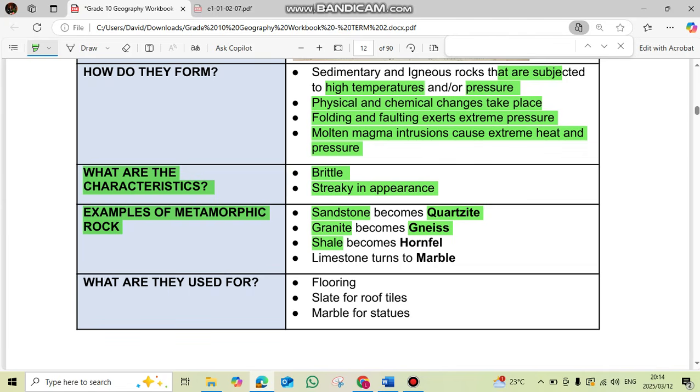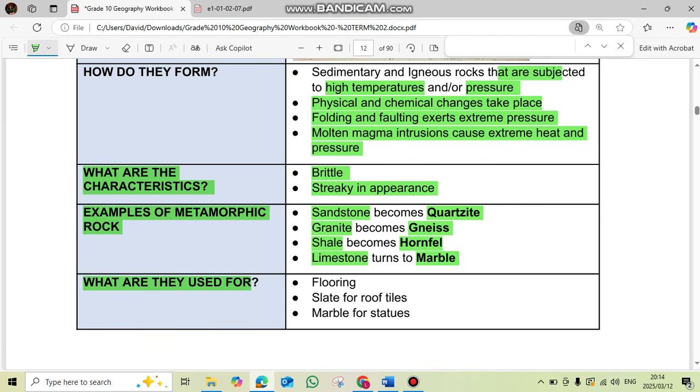The same thing happens with shale. We know that shale is a sedimentary rock. However, when it is subjected to extreme pressure and heat, the name changes to hornfels. And then limestone, which often is made of organic materials, often seashells. When it's subjected to heat and pressure, it then changes to marble. Marble you guys are familiar with because it's something that we use in our household as well, as kitchen countertops, or perhaps your parents have marble tables in the household.